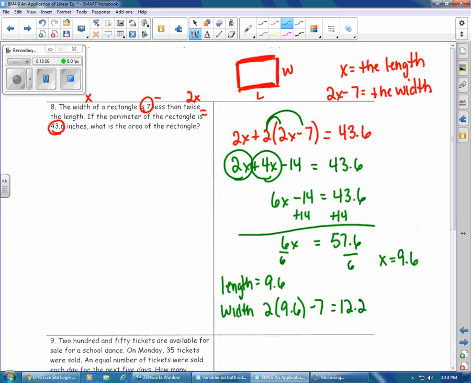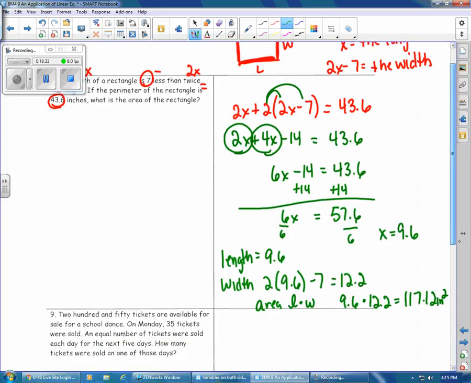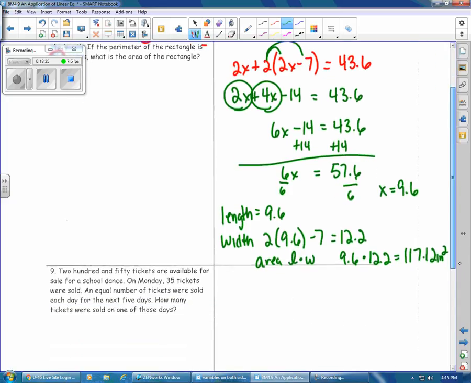And if I put that in my calculator, I get 12.2. Now the area of a rectangle is your length times your width. So I'd have 9.6 times 12.2. And if I put that in my calculator, I get 117.12, and these are inches squared. This is a very complex problem. Hopefully you were able to follow me on it once we got it all worked out.